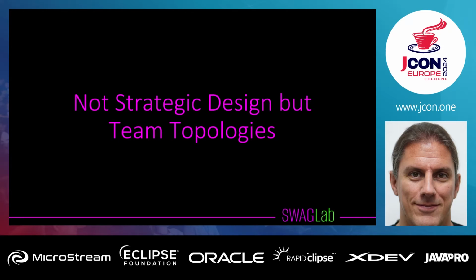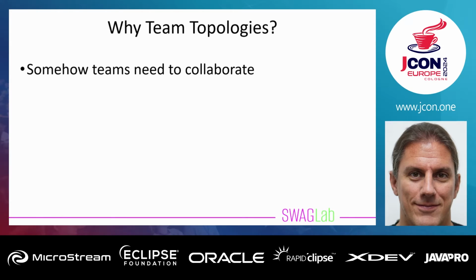But I'm rather going to talk about team topologies, not because it's a new thing, but rather because I would argue it's simpler than strategic design and probably easier. It's simpler, more powerful, and therefore probably easier to adapt and makes more sense. So why team topologies? Because somehow teams need to collaborate. As I said, it's probably not too complex. It's intuitive. I believe the ideas are intuitive, but that's up for you to decide. And it's also more about what happens out there in the wild.